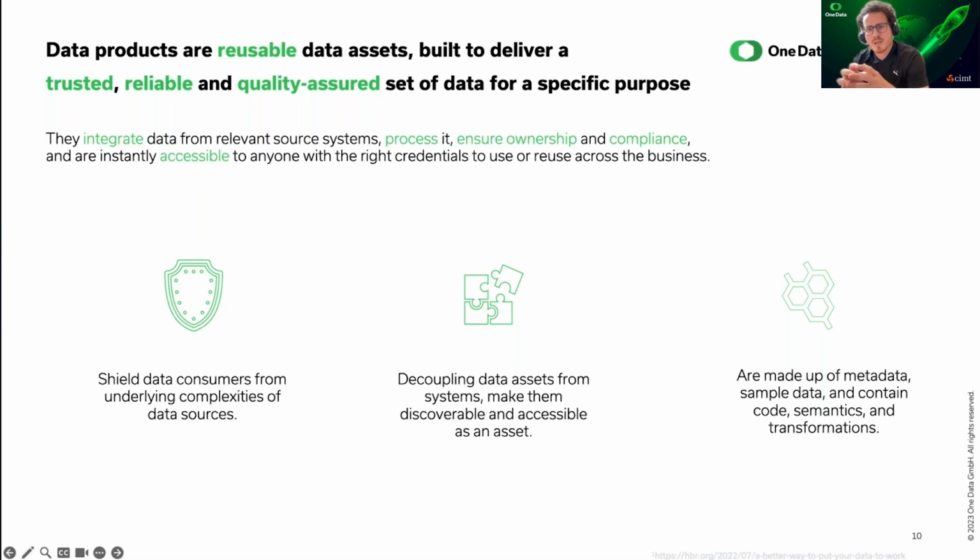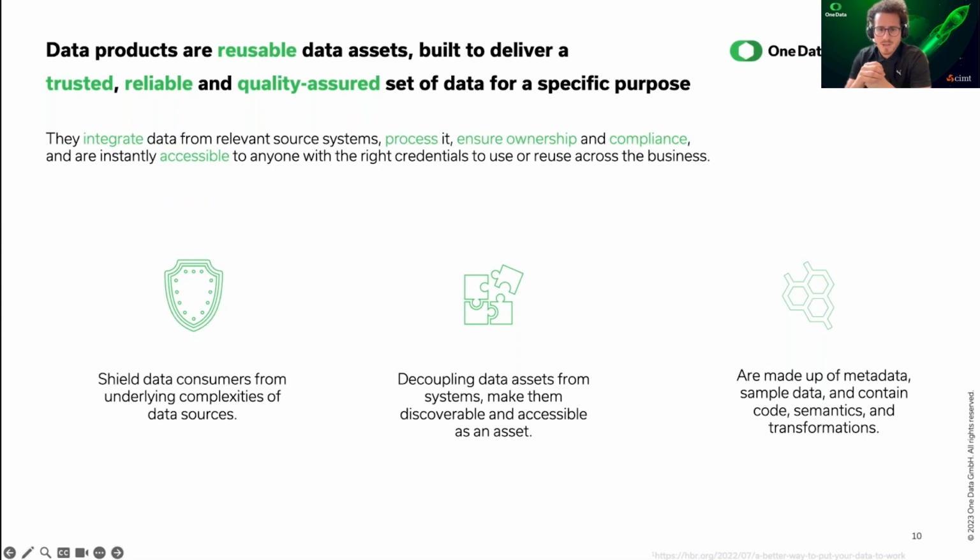And in a nutshell, data products are reusable data assets that are built to deliver a trusted, reliable, and quality assured set of data for a very specific purpose. So in other words, data products are pretty much everything that your Excel sales table _new_ version 2 is not. A data product integrates data from all its relevant source systems, processes it, ensures the ownership and compliance, and makes it available to everyone at the organization with the right access permissions. This way, data products shield the consumers from the underlying complexity of data sources by decoupling those data assets from their systems. And this makes them discoverable and accessible.